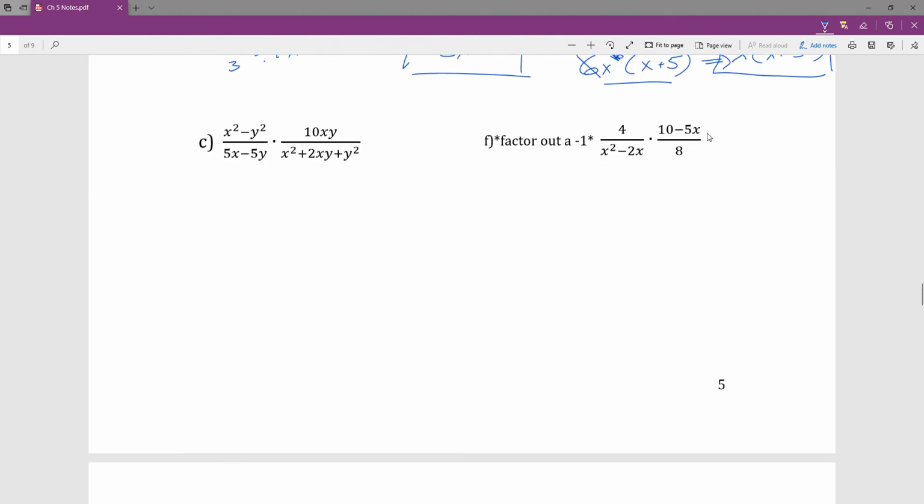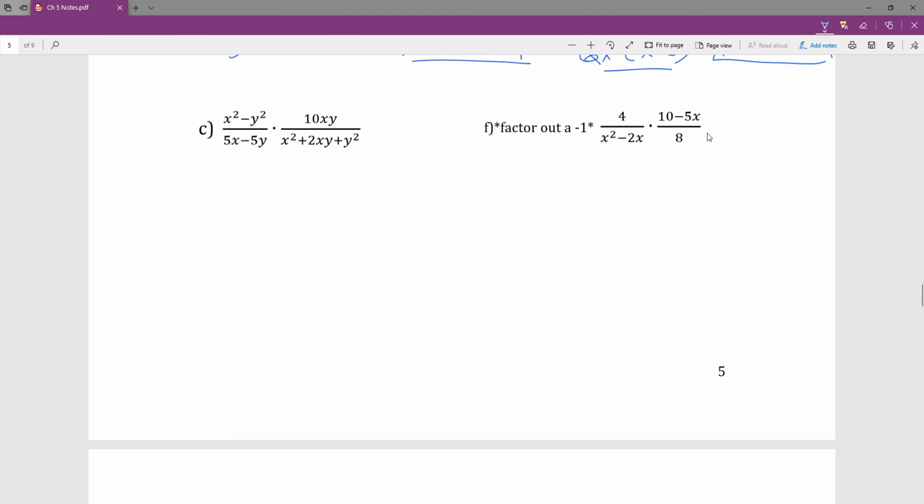Last two, I'll put the answers up and then give you some time to work through them. Lots going on. F has a hint straight out the top here where you have something in the wrong order. And so you're going to have to practice that skill of factoring that -1 out. So your final answer for this one would be a negative.